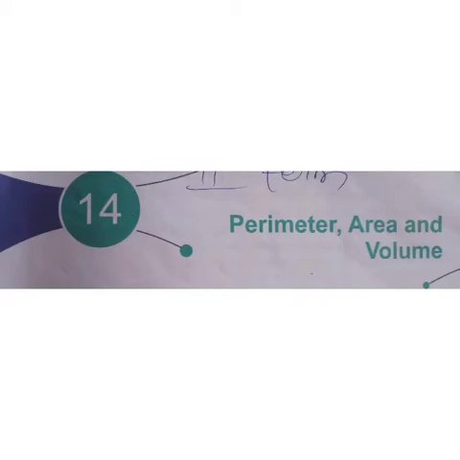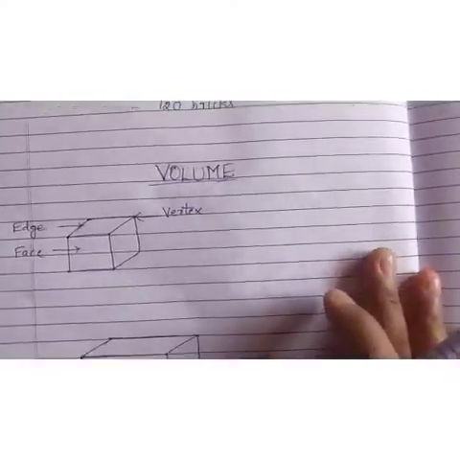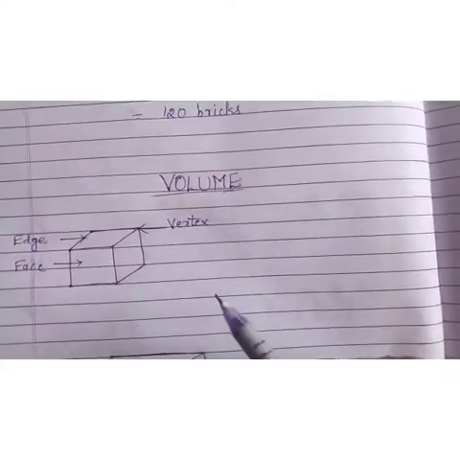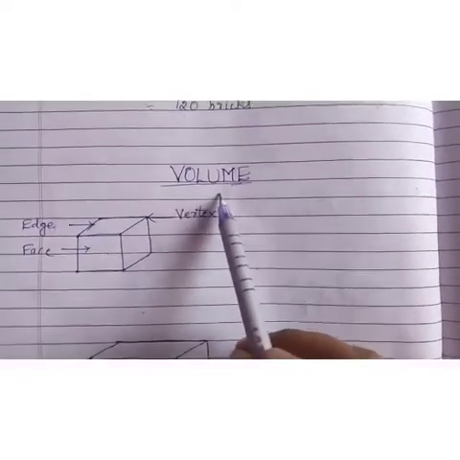Children, today we are going to start with chapter number 14, perimeter, area and volume. So children, let us begin. Children, today let us continue with the chapter. The subtopic today we are going to cover is volume.